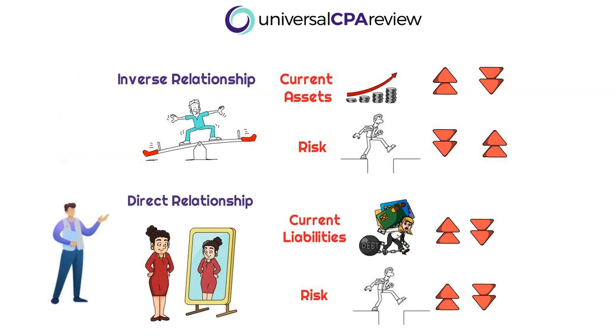Now, when it comes to current liabilities, it's more of a direct relationship, meaning as our current liabilities increase, the risk will go up, right? We have to pay off more short-term debt. If they go down, the risk also goes down, right? So the exam loves to test your ability to understand, okay, if there's a change in the current ratio, either up or down, how does that impact a company's risk profile?